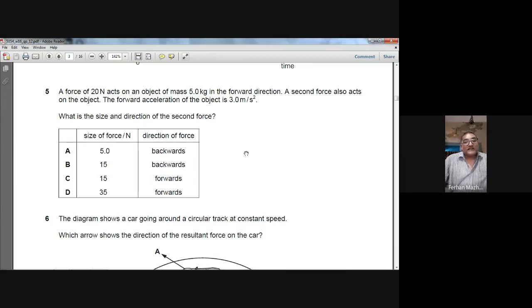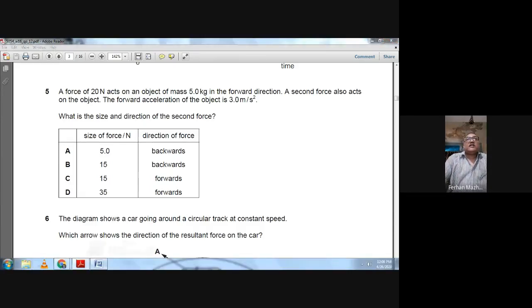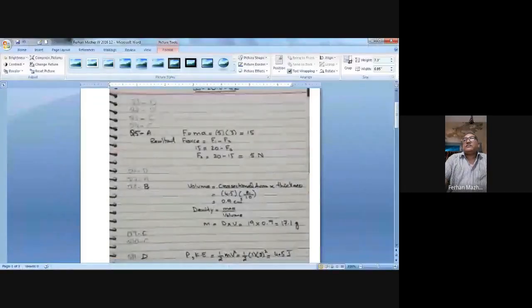Once I know the resultant force, we will be able to tell whether the second force is in the same direction or in the opposite direction. Let me show you the calculation. I have done that calculation. On your screen, I hope you are able to see. Let me increase its size.